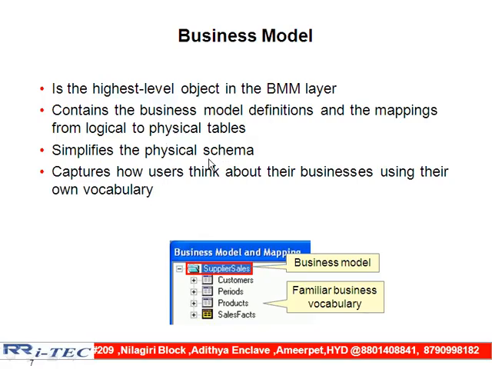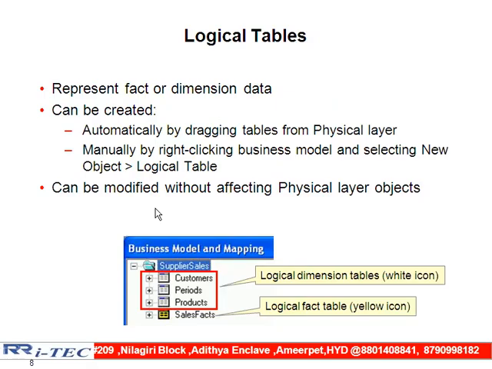Next, it contains the business model definitions and the mappings from logical to physical tables. Simplifies the physical schema. We are simplifying. Captures how users think about their business using their own vocabulary. ACTL exchange is one example that can be understood by the technical team but cannot be understood by the business team. That is the reason we converted that as what, sir? Dollars.